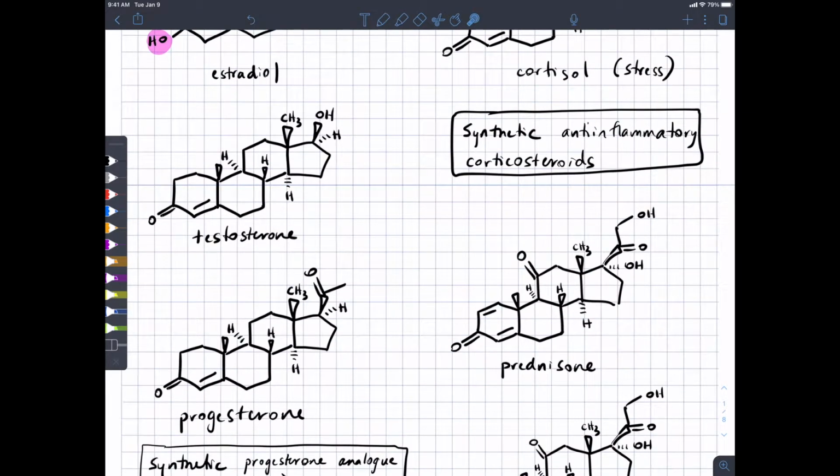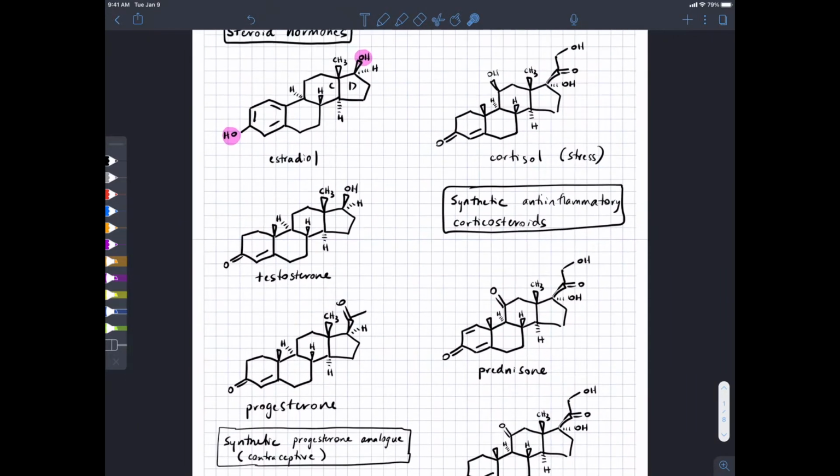Progesterone is now, instead of estradiol, it's similar to testosterone in the A, B, and C rings, and the difference is just here in the D ring with a ketone in place of where the OH group is.